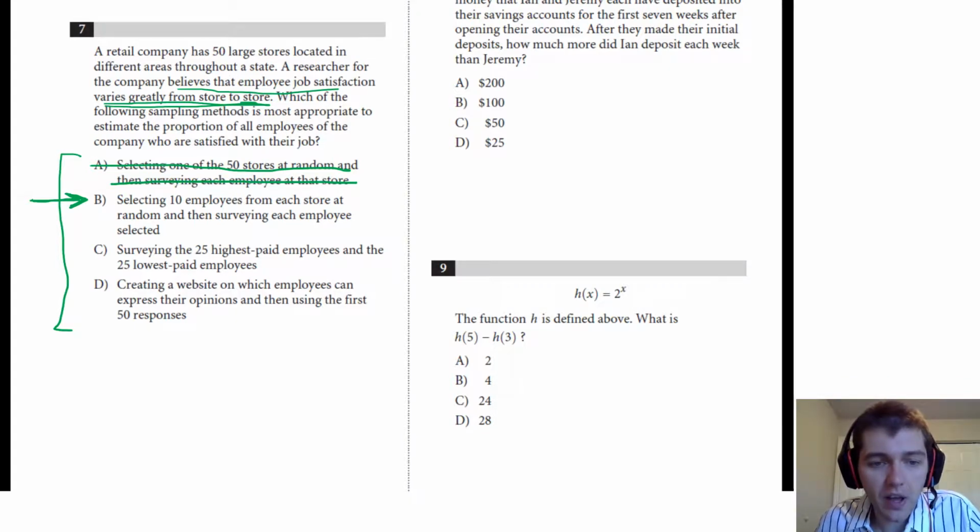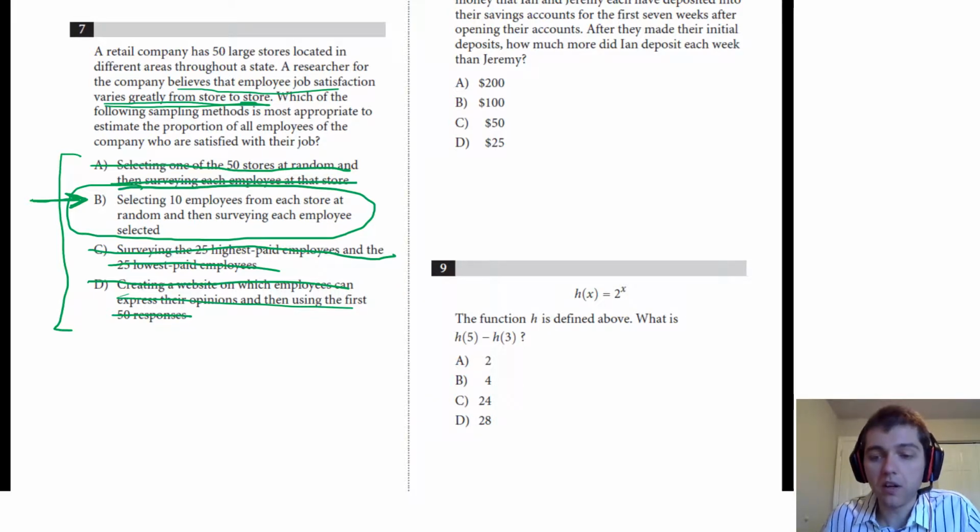Surveying the 25 highest paid employees and the 25 lowest paid employees. That might give you multiple stores, but you never know. Maybe there's a corporate headquarters or something. That's not going to be better than B. Creating a website on which employees can express their opinions and then using the first 50. No, that doesn't guarantee it's going to come from any particular store. Maybe the first store that gets the memo or something will do most of the responses. So your best answer here is B, selecting 10 employees from each store to give you the variety of stores.